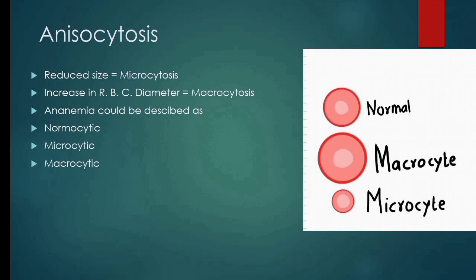Macrocytic anemias are of two types, oval and round. Oval macrocytes are seen in megaloblastic anemia, myelodysplastic syndrome, and in drug therapy like hydroxyurea. Round macrocytes are seen in liver disease and in excess alcohol use.